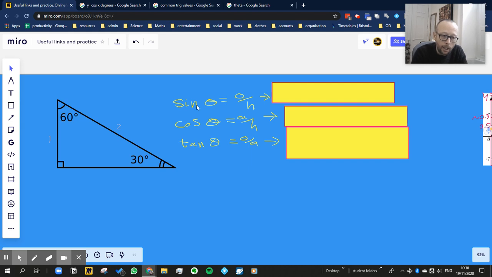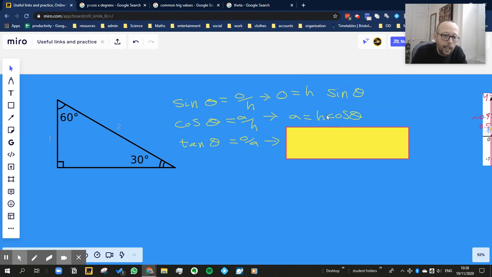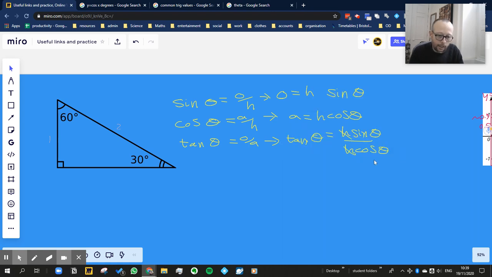Sine theta is equal to opposite over hypotenuse. We could rearrange that to opposite is equal to h sine theta. Cos theta is equal to adjacent over hypotenuse. Rearrange that to say that adjacent is equal to h cos theta. And we know that tan theta is equal to opposite over adjacent, which means we can say that tan theta is equal to h sine theta over h cos theta. And when you rearrange that, you can see that the h's cancel out, which means that tan theta is just equal to sine theta over cos theta.